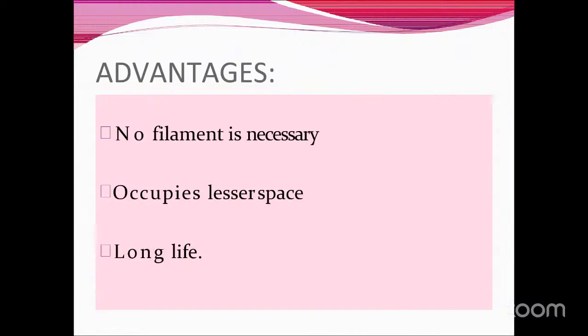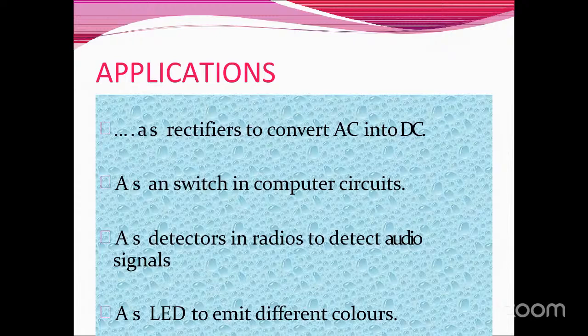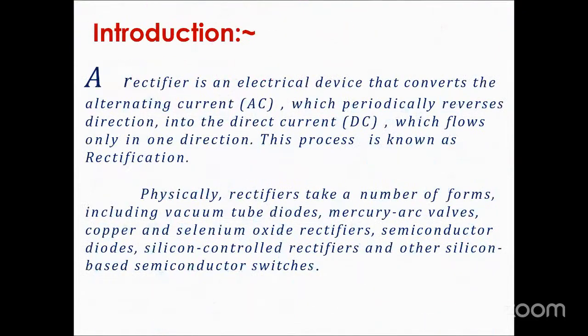What are the advantages? No filament is necessary, it occupies much less space in the circuit, and it has a long life. The applications of the PN junction diode: it is used as a rectifier to convert pulsating AC into DC, as a switch in computer circuits, and as detectors in radios to detect audio signals. Another use is as an LED, a light emitting diode, to produce different colors.